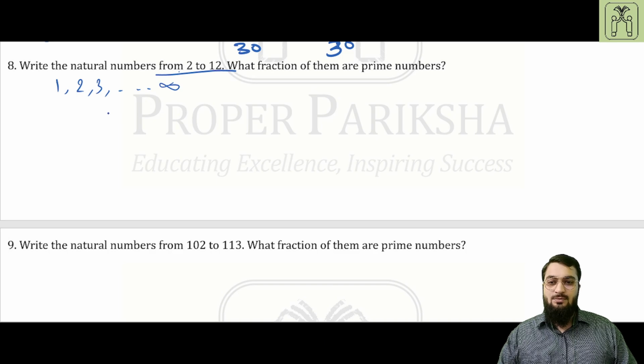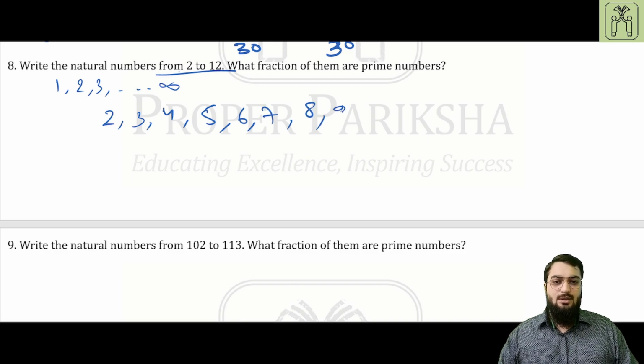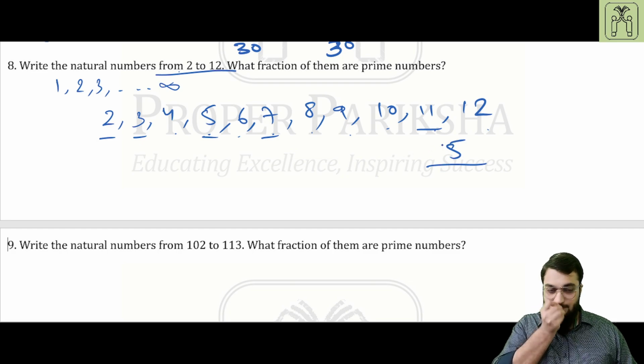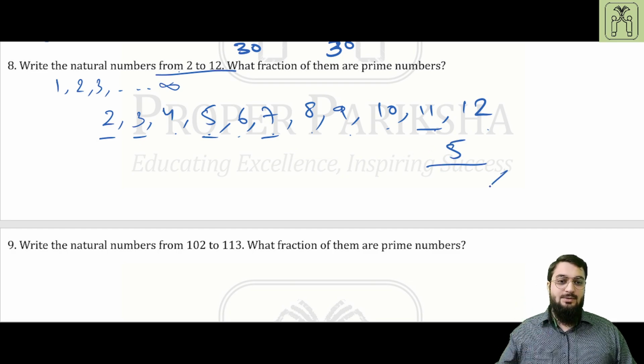So from 2 to 12, we will write 2, 3, 4, then 5, then 6, 7, 8, 9, 10, and 11 and 12. So what are the prime numbers? 2, 3, 5, 7, and then 11. So there are total 1, 2, 3, 4, 5 prime numbers, and out of the total numbers 2, 3, 4, 5, 6, 7, 8, 9, 10, 11, 12, that is the answer.